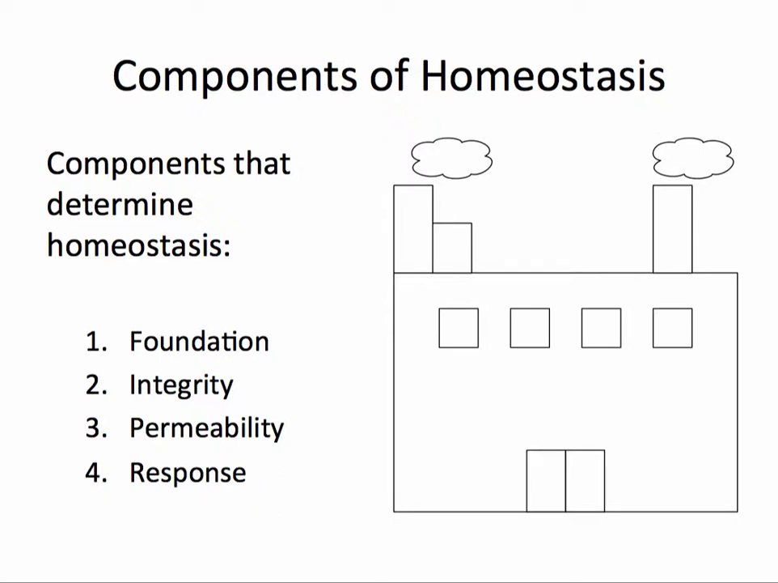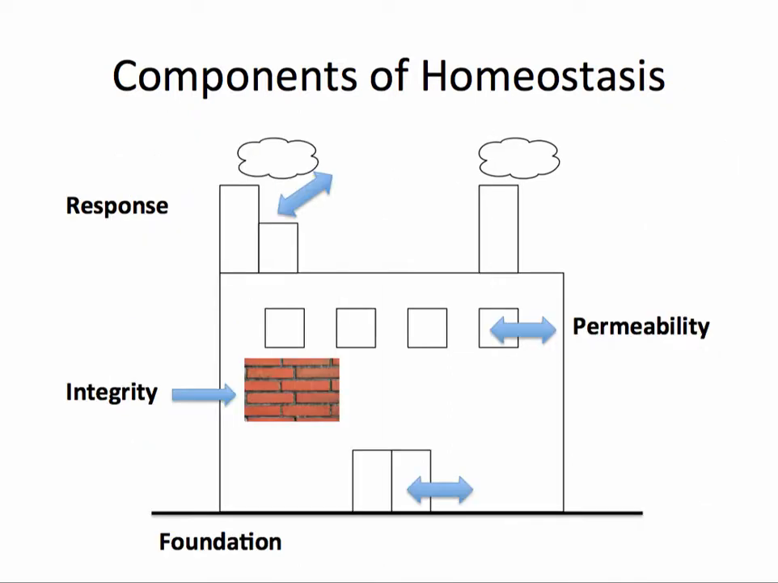Components that determine homeostasis can be broken down into four categories: foundation, integrity, permeability, and response. Let's take a closer look at these and apply them to our factory. A good architect knows that a structure must be built on a good foundation. Think of this referring to the design and implementation of a blueprint. The integrity is determined by the strength of the structure, as well as the ability of the structure to withstand forces. Without being a whole and united structure, the structure would fall.